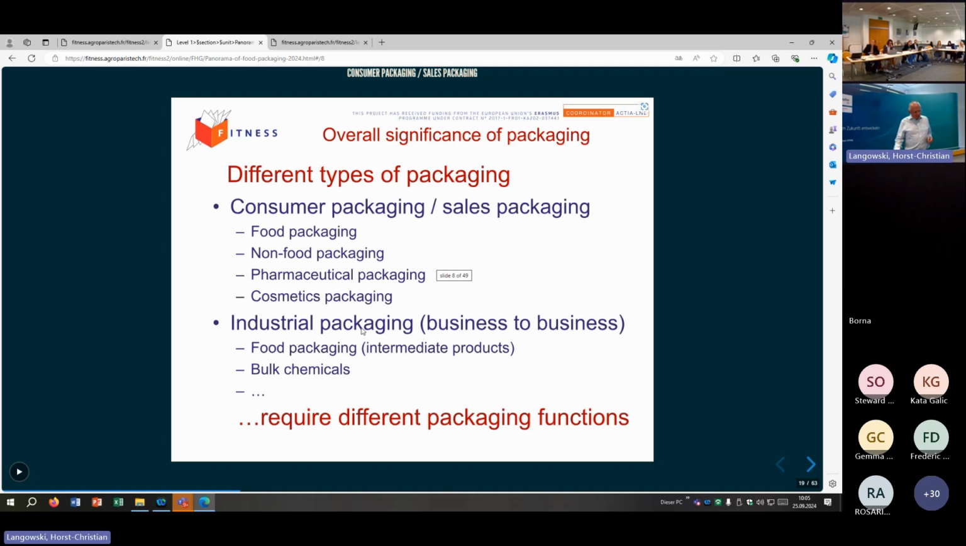What we also have is industrial packaging, business to business, which is very often neglected. And at the moment, we are not talking about this. And also the focus is not so strong in this area. This will hopefully happen in the future. But for all these things, and not only for the area, but also for the single product, you have to deal with different functions that are required by the packaging. And this is something I will talk about later.